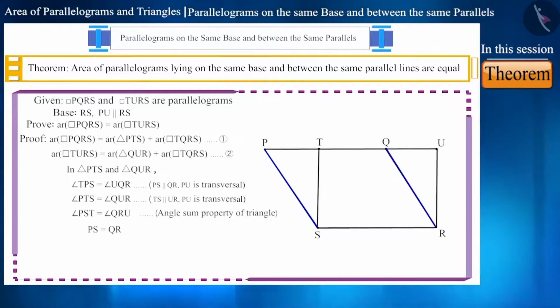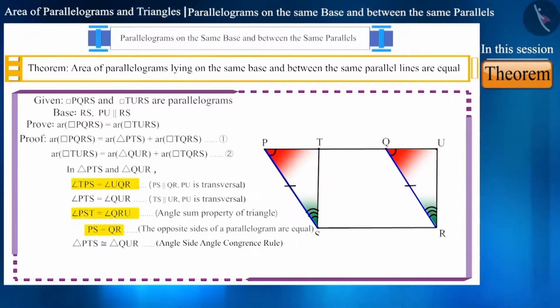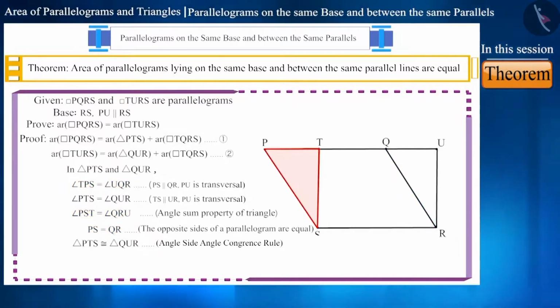and side PS is equal to side QR because the opposite sides of the parallelogram PQRS are equal. Therefore, both these triangles will be congruent by the angle side angle congruence rule. Therefore, triangle PTS is congruent to triangle QUR and the area of congruent triangles is equal. Therefore, triangle PTS is equal to triangle QUR.